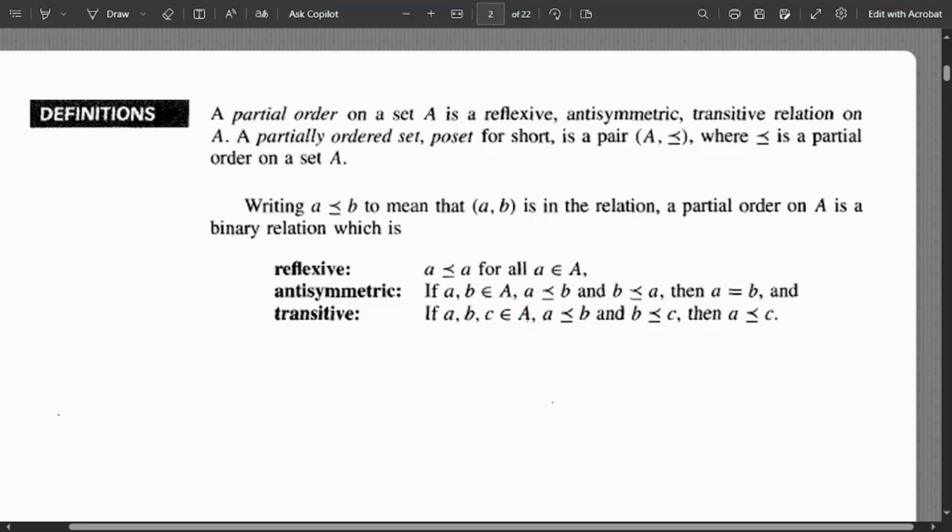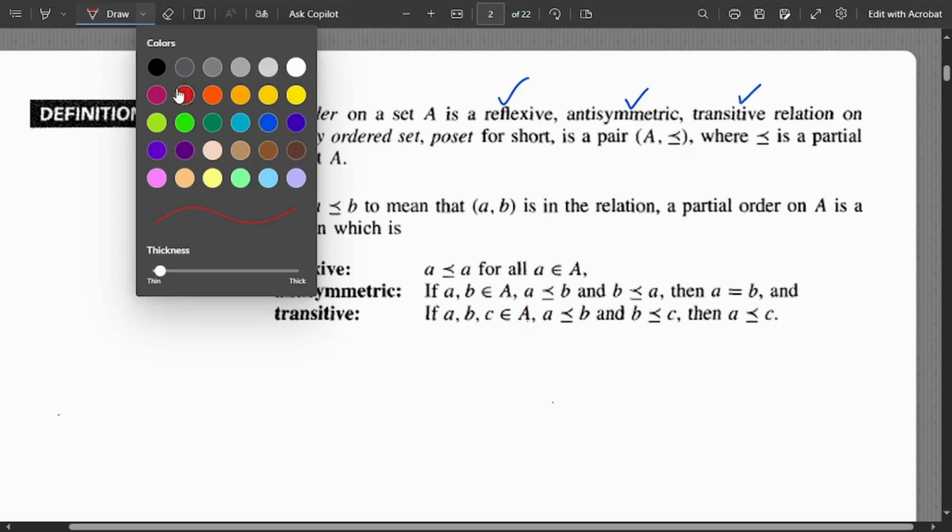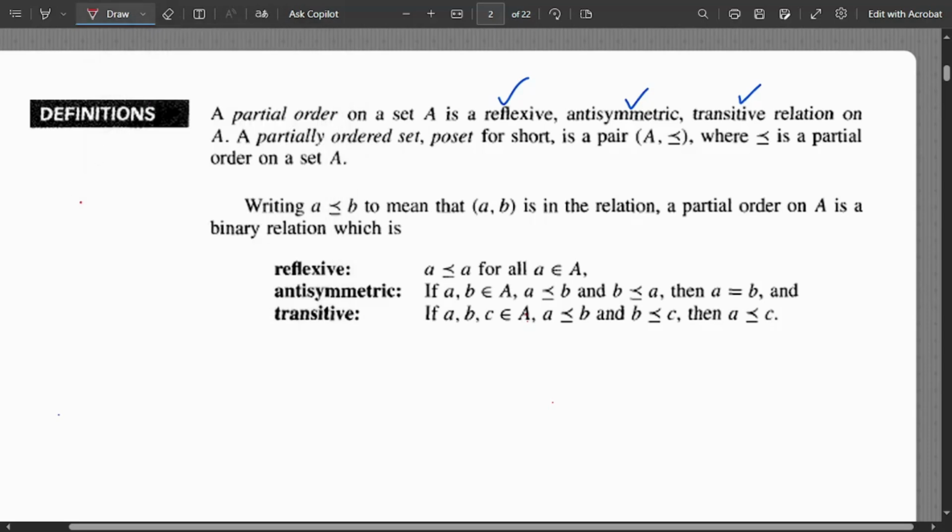Okay, so let's start the topic. So what is the partial order? Partial order means it is actually a binary relation, which is reflexive, antisymmetric and transitive. We already know about reflexive, antisymmetric and transitive.